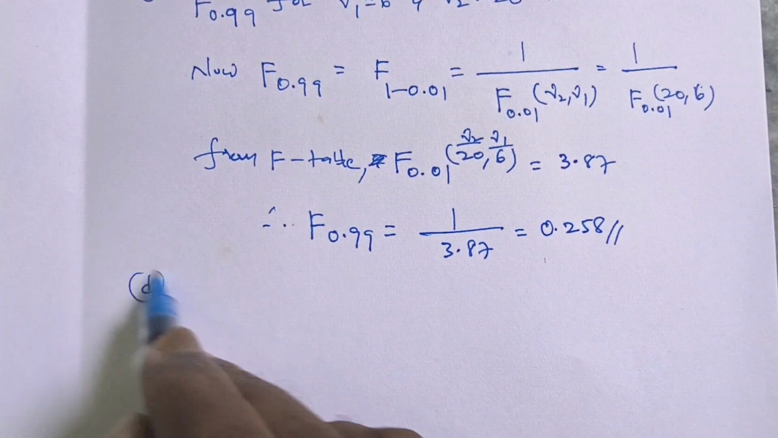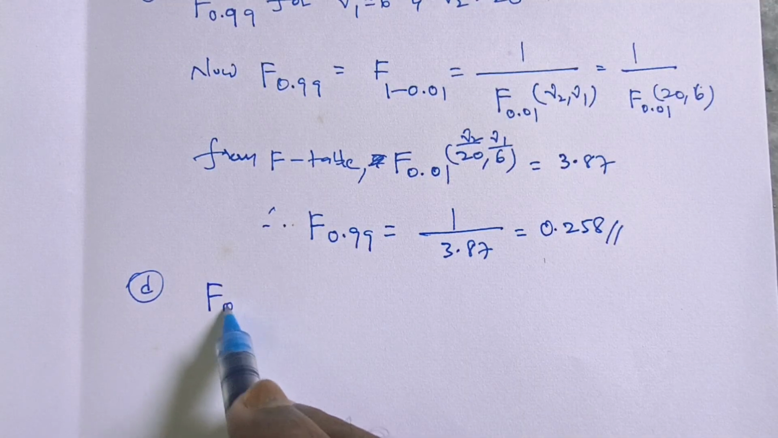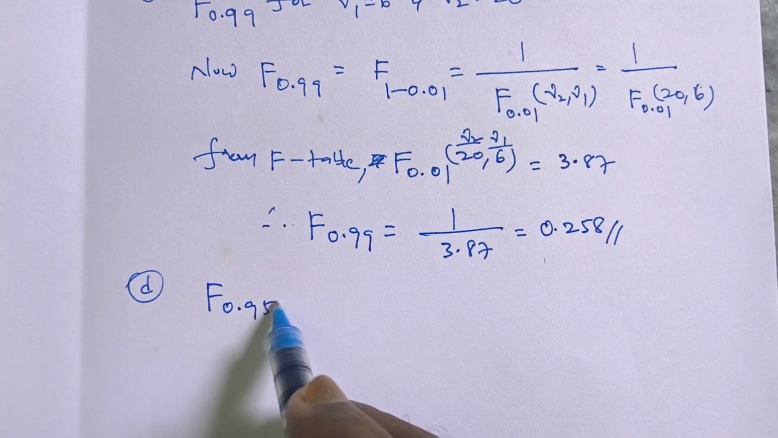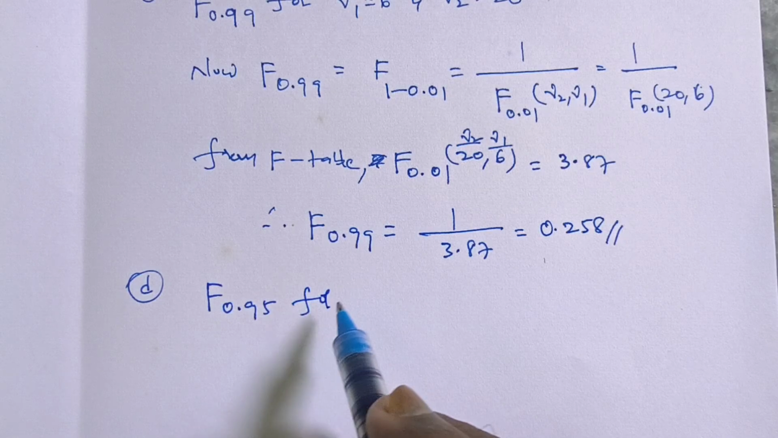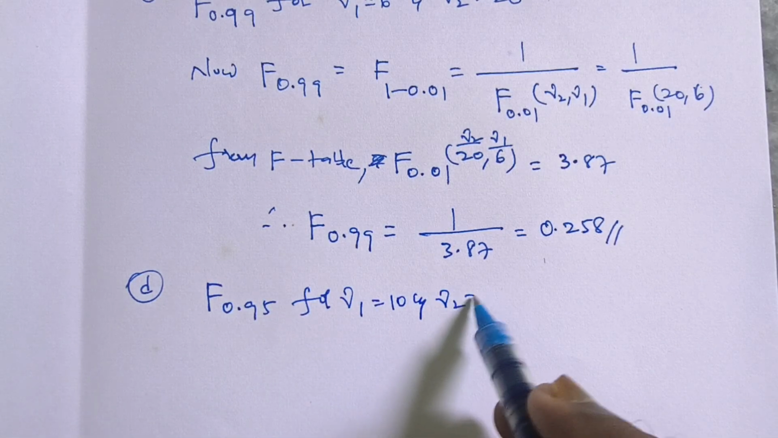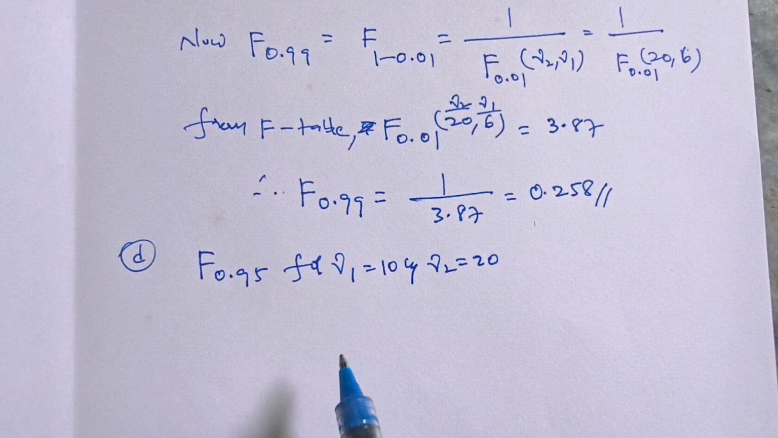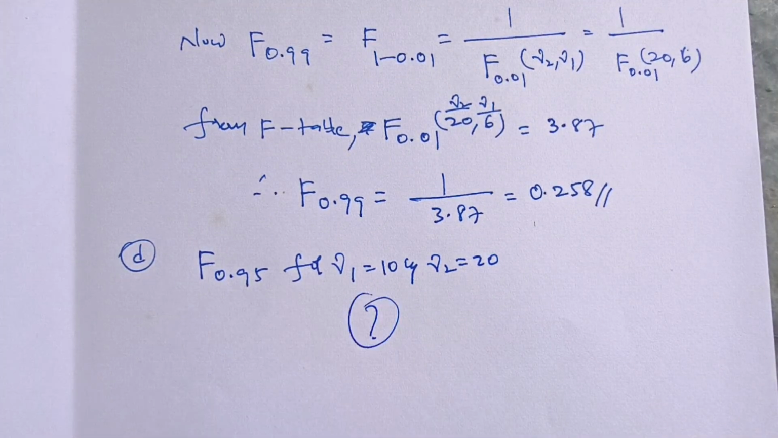Now the fourth problem D is: find F 0.95 for degrees of freedom nu1 equals 10 and nu2 equals 20. This problem is for your practice. Do it.